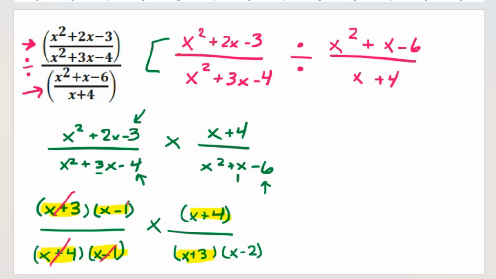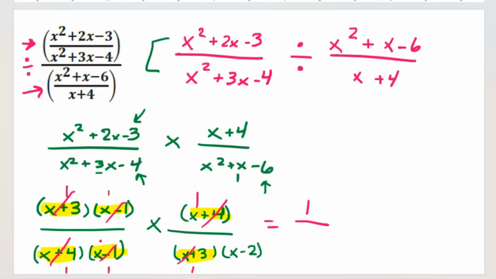we know that we would be able to divide through by those values. I'm left with nothing but this would become 1, 1, 1, 1, 1, 1. I'm left with 1 times 1 times 1, which is 1. 1 times 1 times 1 times x minus 2 is x minus 2. So the simplified version of this complex problem or complex fraction is 1 over x minus 2.